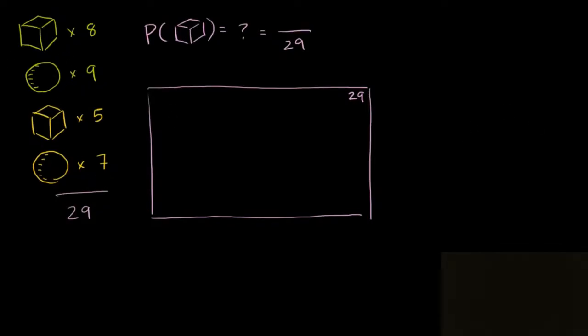And how many of them meet our constraint of being a cube? Well, I have 8 green cubes and I have 5 yellow cubes. So there are a total of 13 cubes. So let me draw that set of cubes. There's 13 cubes. I can draw it like this. This right here is the set of cubes. This area, and I'm not drawing it exact, I'm approximating, represents the set of all the cubes.